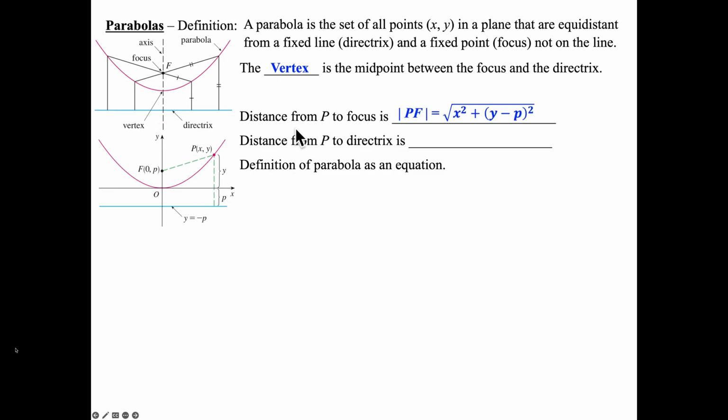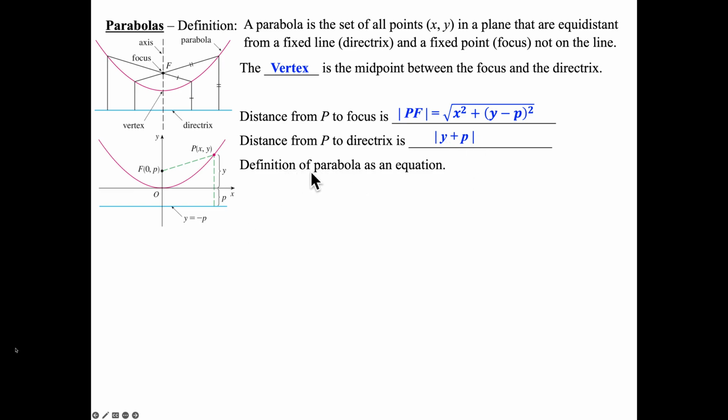Okay, so the distance from the point to the focus is going to be the square root of x squared plus y minus p squared, just using the distance formula: x minus 0 squared, y minus p squared. The distance from the point to the directrix line is going to be y plus p. We're going to take its absolute value because sometimes you're going to have a negative y and a negative p, but you have to still have a positive distance.